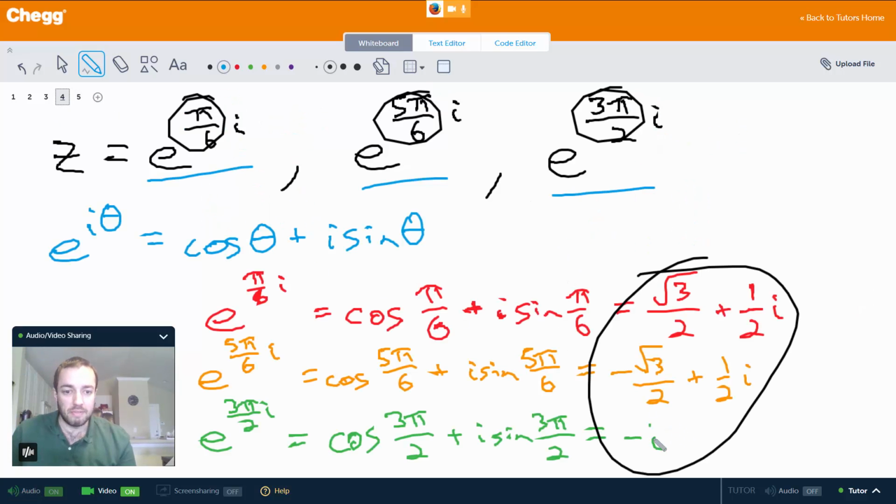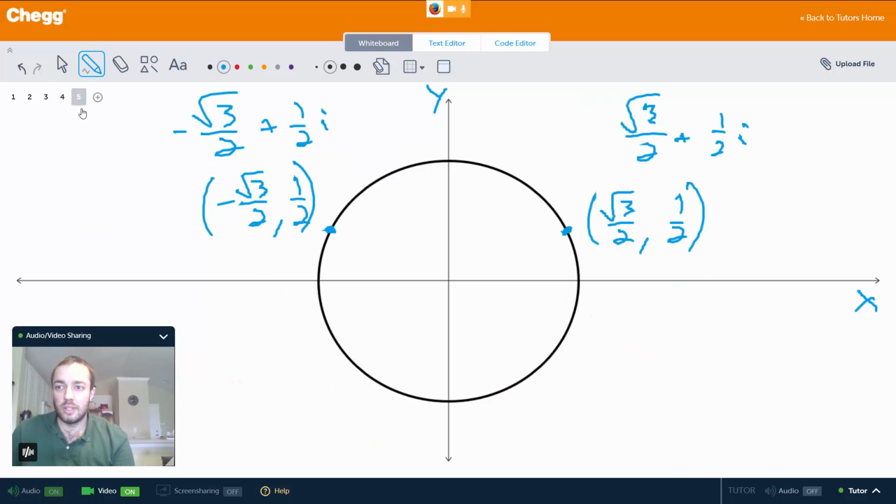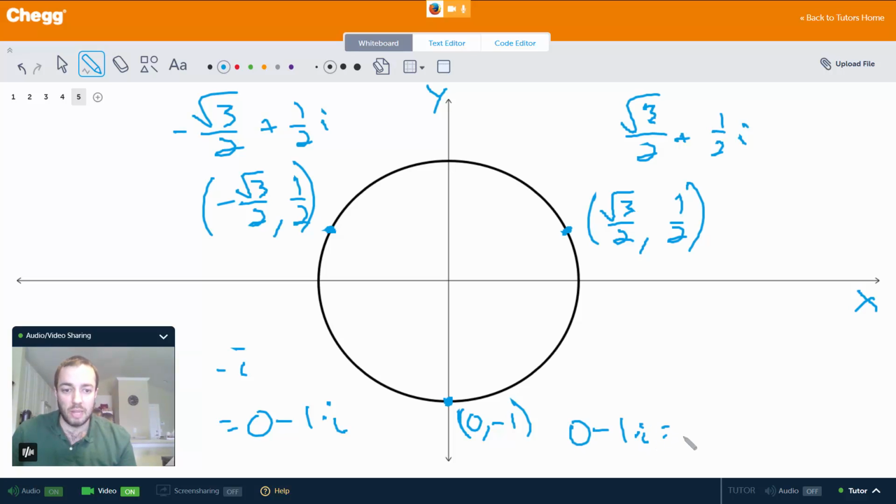And then finally we have negative i. Negative i is the same thing as 0 minus 1 times i. Let's make that a little easier to read: 0 minus 1 times i. So that's going to be down here at the point 0 comma negative 1, or in terms of complex numbers, that's 0 minus 1 times i, which is negative i. So let's erase this here.